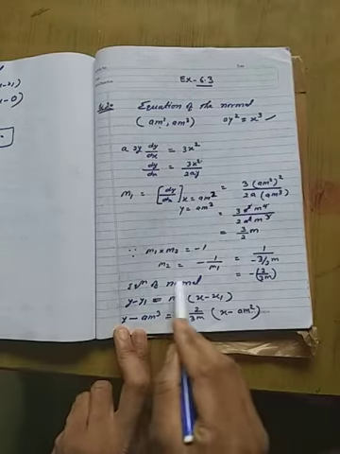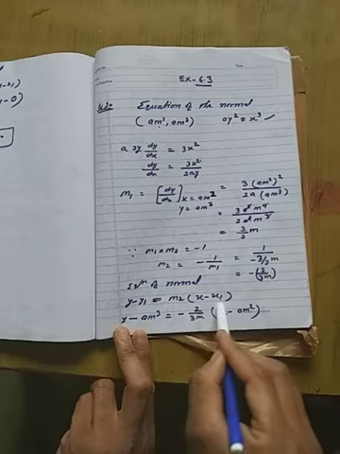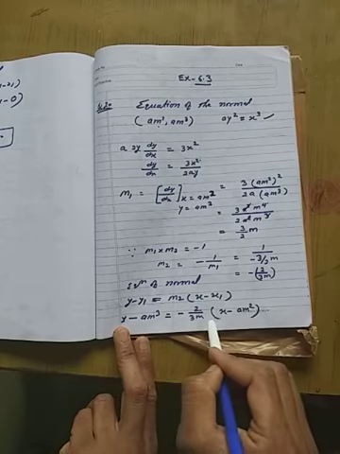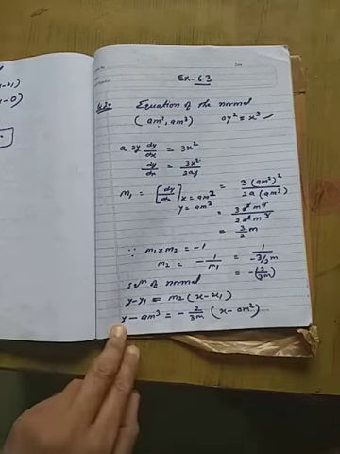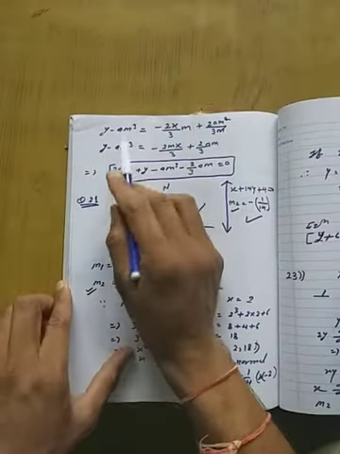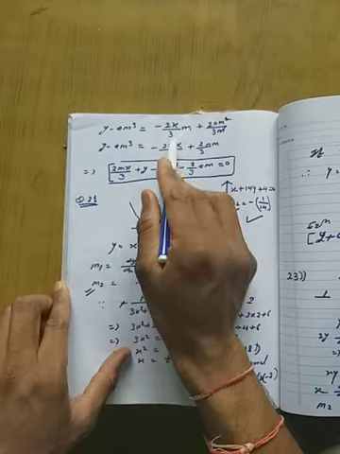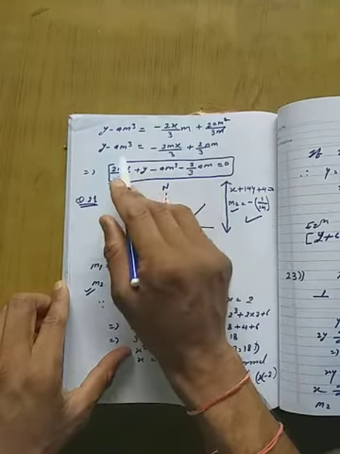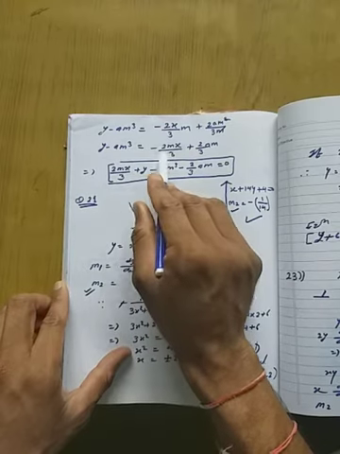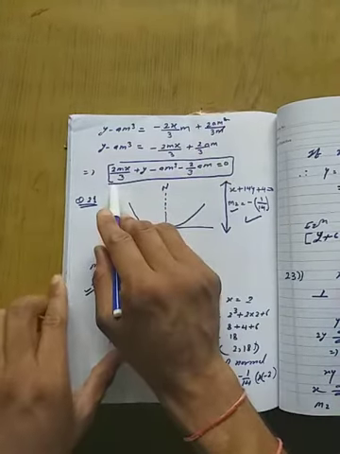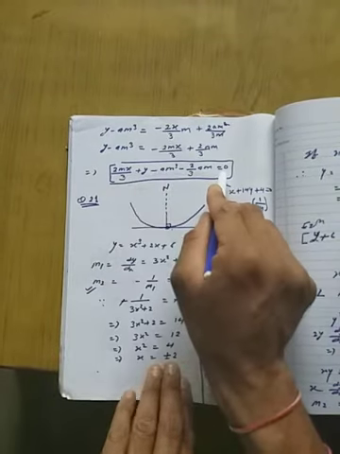Now the equation of the normal: y minus y1 equals m2 into (x minus x1). So y minus am³ equals minus 2 upon 3m into (x minus am²). Y minus am³ equals minus 2x upon 3m plus 2am² upon 3m. Y minus am³ equals minus 2mx upon 3 plus 2 upon 3am. After simplifying this you will get the answer.